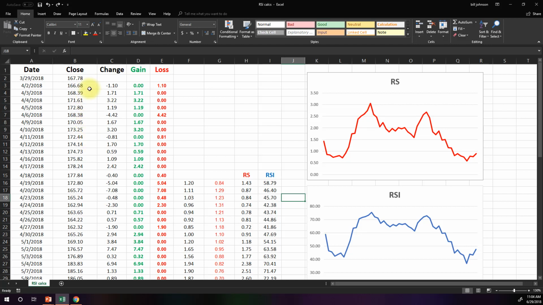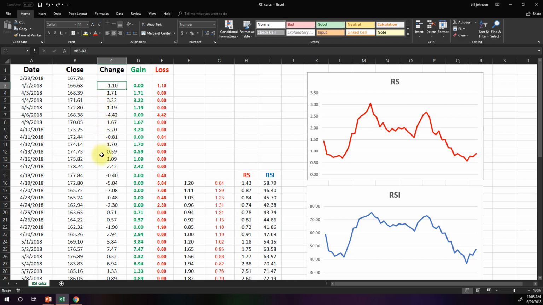Then what we do is look at a 14-day period. That's just this first 15 rows here. The reason we need 15 rows of data is because we need 2 just to produce the first value. I've got to have a starting point. So here you can see the stock closed at 167.78. And the next day it closed at 166.68. That is a drop of $1.10, and that's what we're showing right here in this cell. That's the change. We do the same thing. It went from 166.68 to 168.39 the following day. That was a gain of $1.71. The next day it went to 171.61. That was a gain of $3.22, and so on.